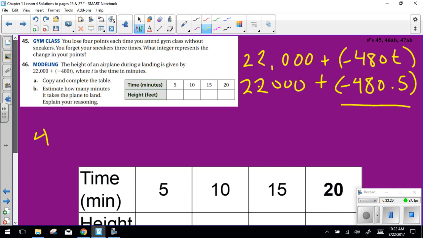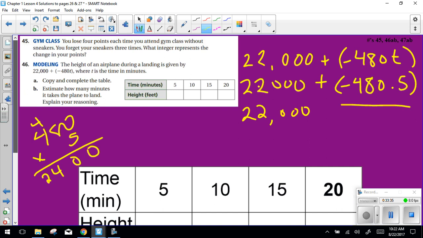So let's see, 480 times 5, 0. 5 times 8 is 40. 5 times 4 is 20, plus 4, 2,400. So we have 22,000 plus -2,400. Okay, and if you're wondering where the negative came from, I have 2 signs here that are different. So a positive times a negative is -2,400.